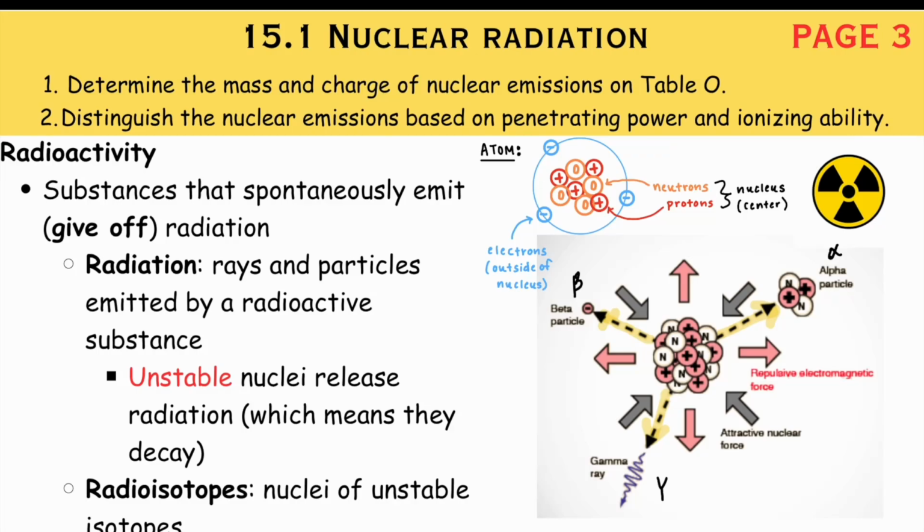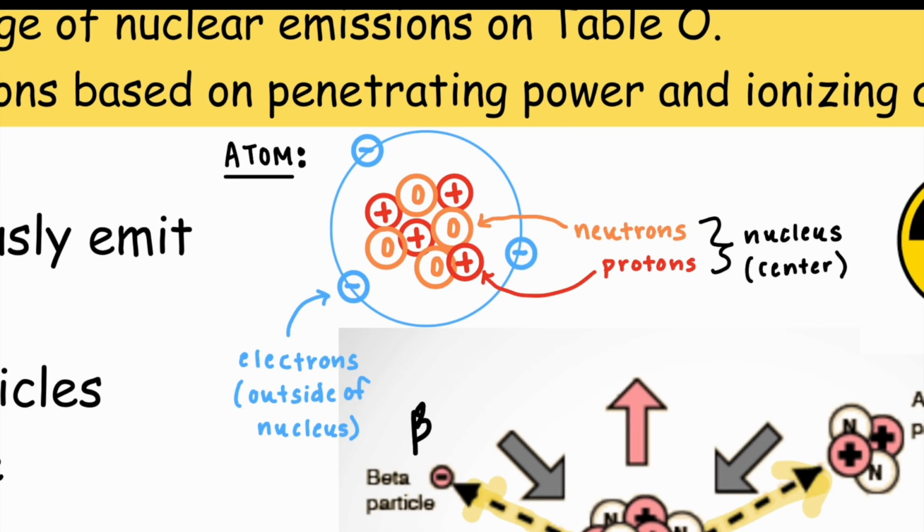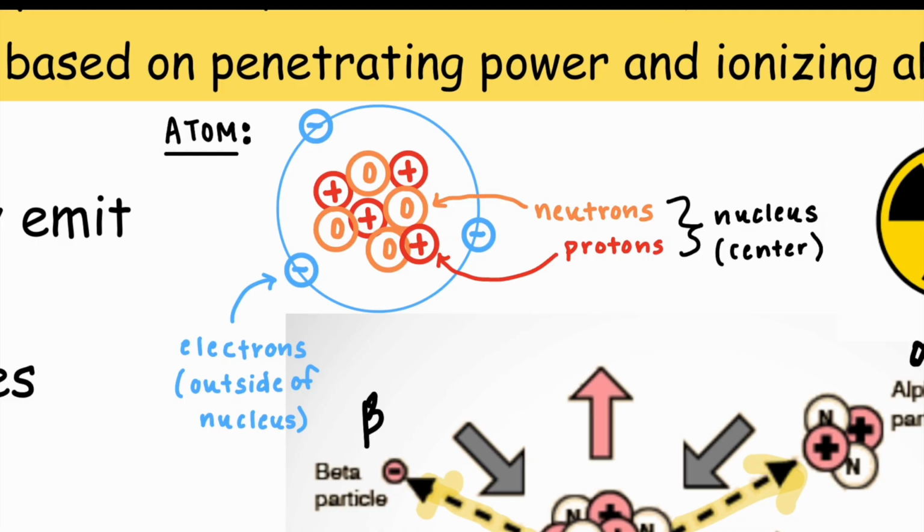In this video, we're going to start talking about nuclear radiation. But before we do that, let's just revisit our general model of an atom. An atom is composed of three main particles, and those particles are our negatively charged electrons that are circling on the outside of the nucleus. So these are the guys that are involved in chemical bonding.